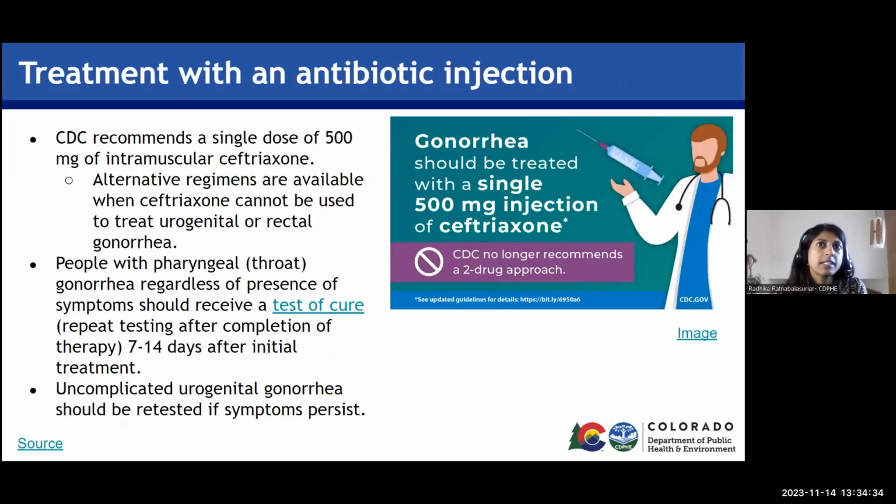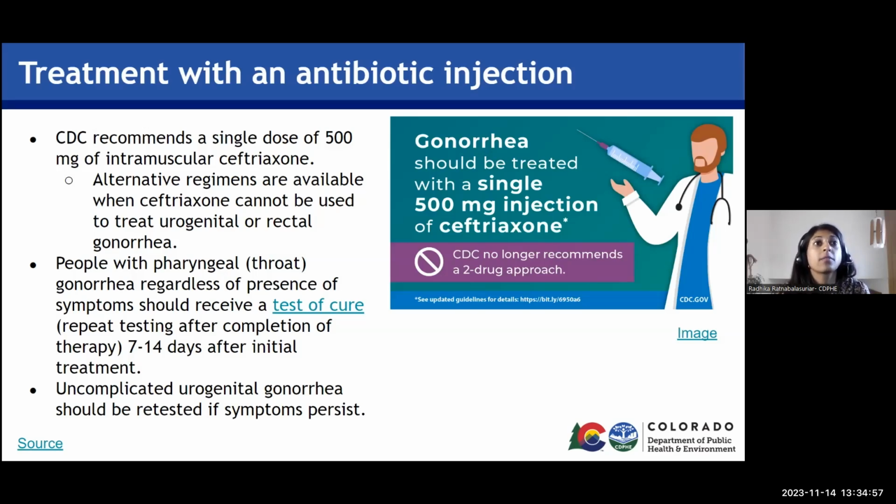So treatment of gonorrhea is typically with an antibiotic injection. CDC recommends a single dose of 500 milligrams of intramuscular ceftriaxone, which is also known as Rocephin. Alternative regimens are available when ceftriaxone cannot be used to treat urogenital or rectal gonorrhea.